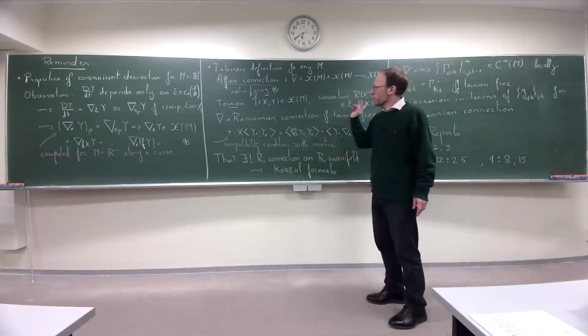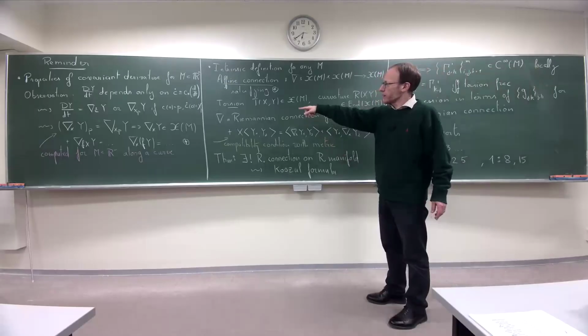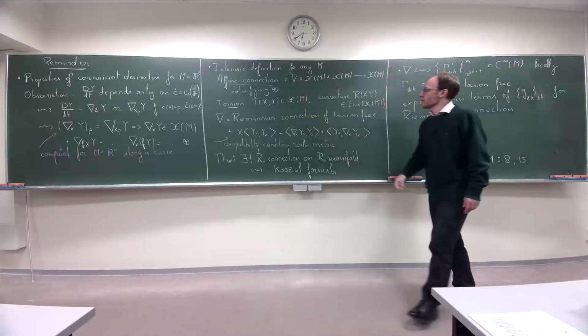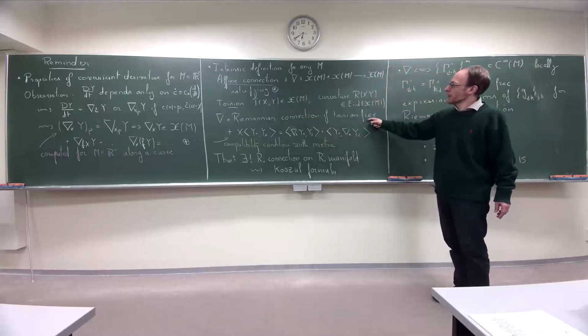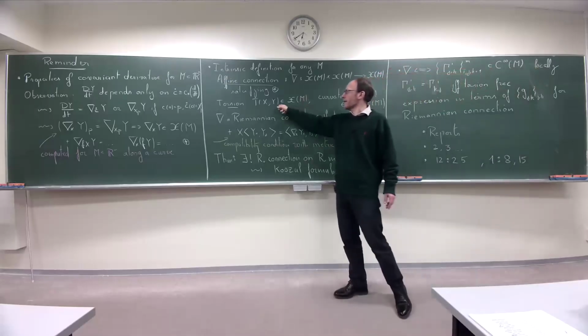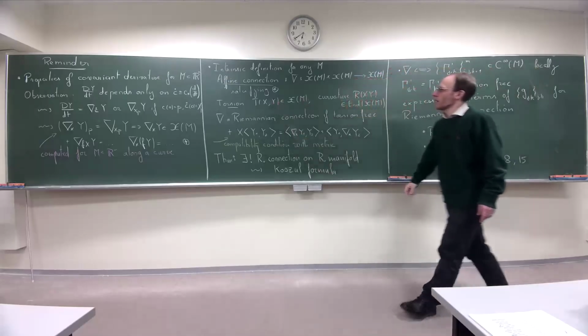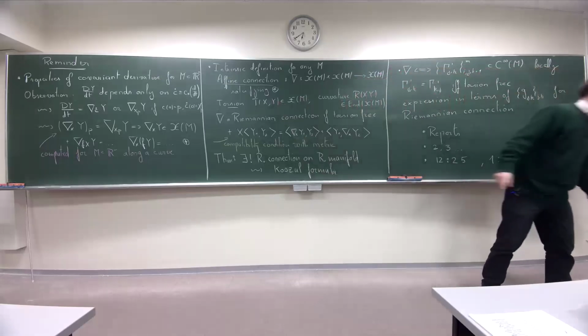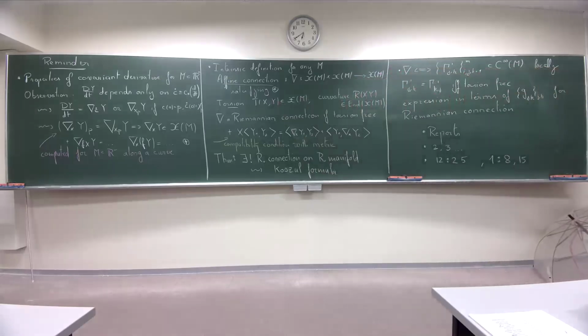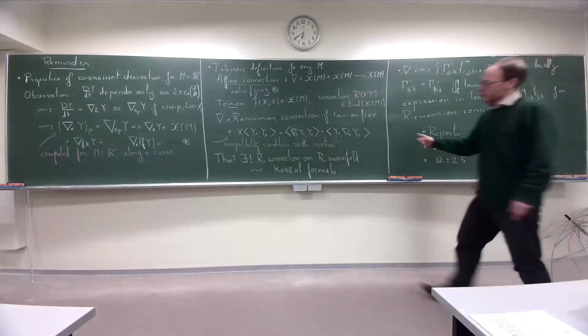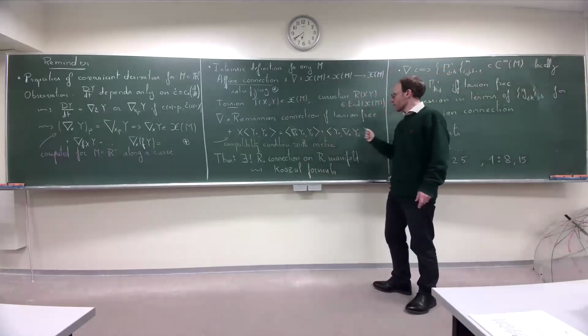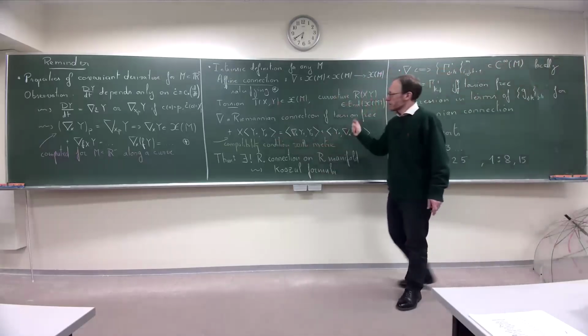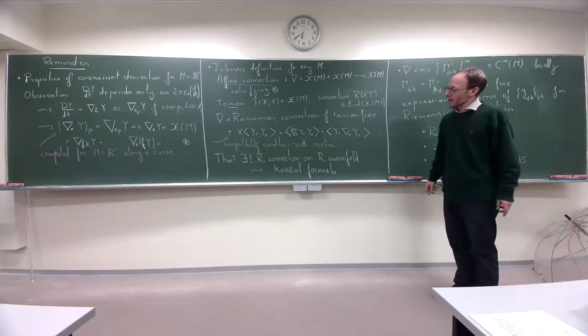And if two properties are satisfied, we call this connection a Riemannian connection. The two properties are: it's torsion-free, which means this is 0 for all x and y. And the second condition is the one written there. It's a compatibility condition because this scalar product involves the Riemannian metric.